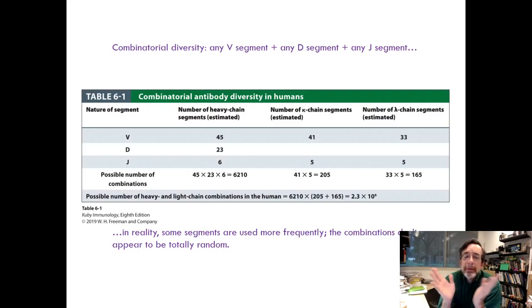Okay. So 6210 times 370, and that ends up being 2.3 hundred-thousand possibilities just from this normal kind of gene segment combination. Now, in reality, some segments are used more frequently. We actually have a study on that at the very end. The combinations don't appear to be totally random, but for an undergraduate level class, we can make you calculate what it would be if they were completely random and realize that real life is a little more complicated.